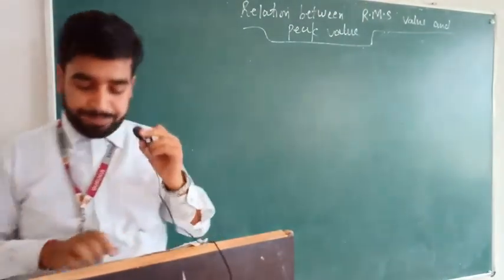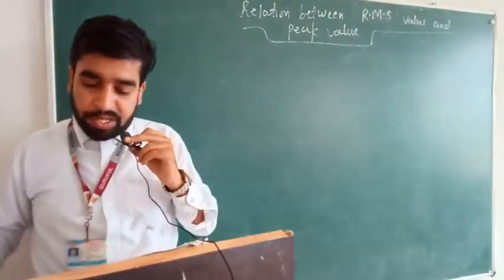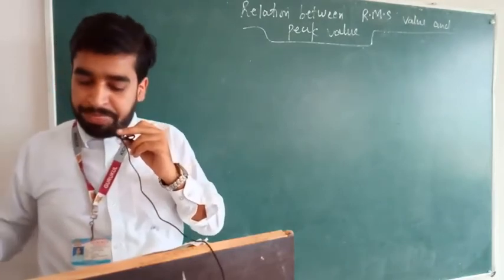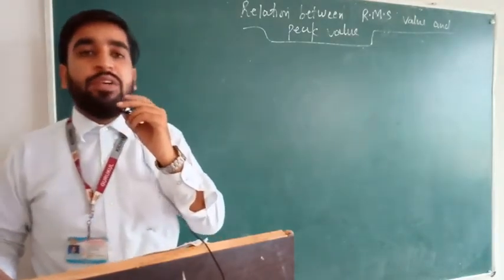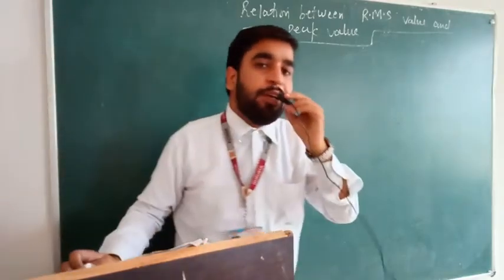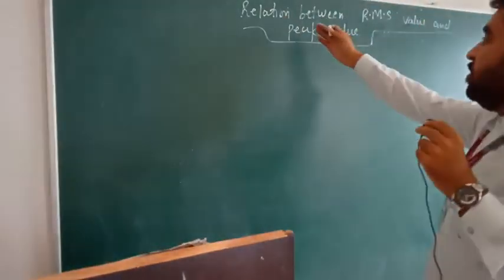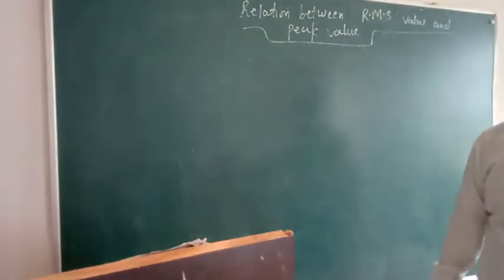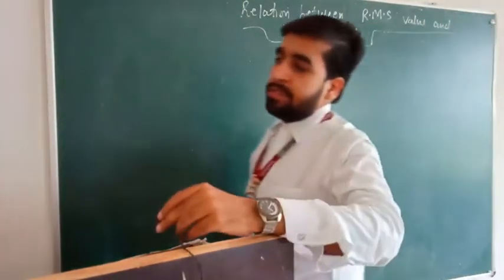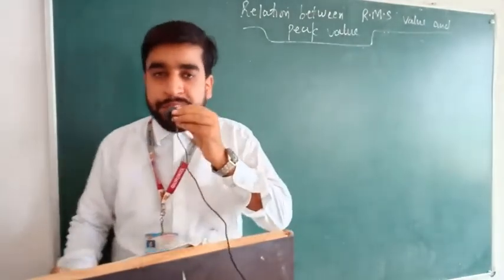Hope you are fine. So, students, the alternating current chapter was going on, and we were discussing the root mean square value of current, the RMS value of current. So, we are going to plot a relation between the RMS value and the peak value. What is the RMS value? Why do we need this RMS value?